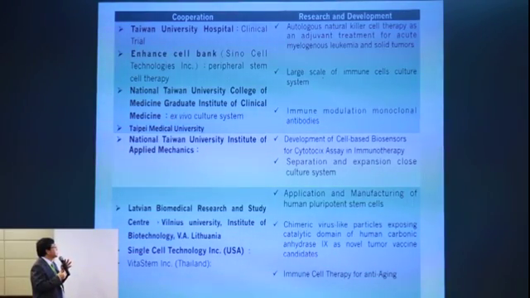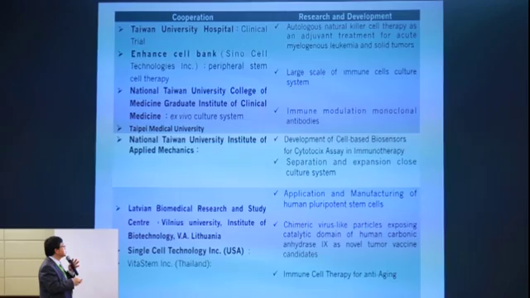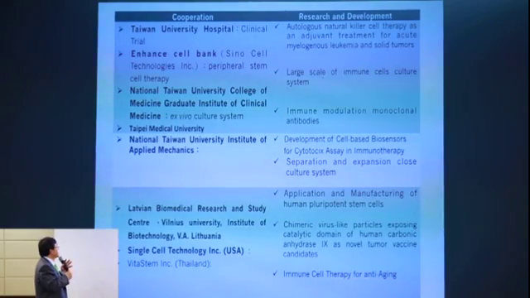We have many partners with cooperation. My clinical trial at National Taiwan University Hospital uses immune cells. Actually, it focuses on NK cells: autologous NK cell therapy as an adjuvant treatment for AML and solid tumor. Actually, we chose lung cancer as our target, and we cooperate with Enhanced Cell Bank in Taiwan. We help them differentiate the peripheral stem cells they store into immune cells to treat disease.